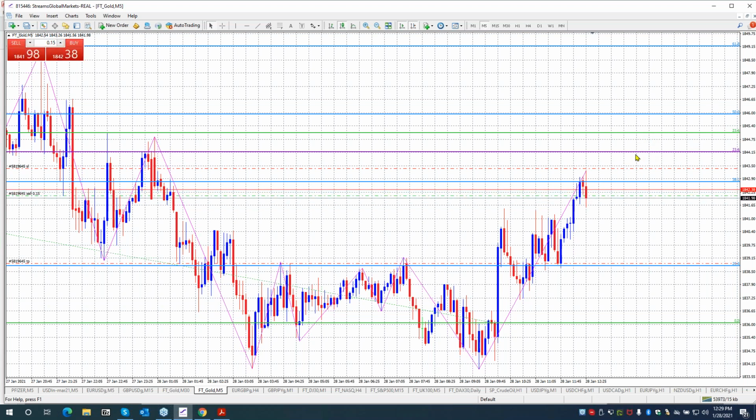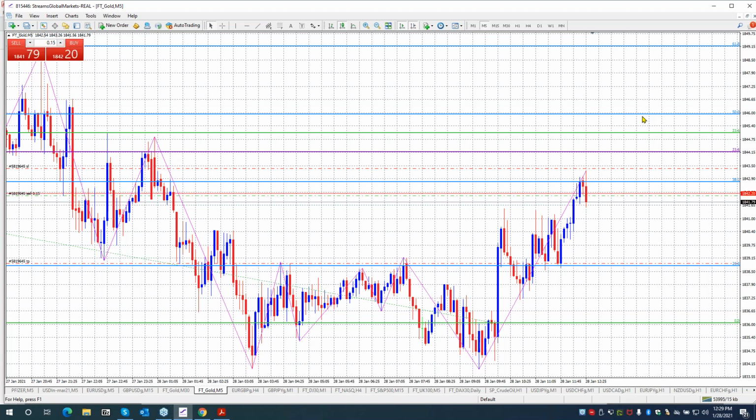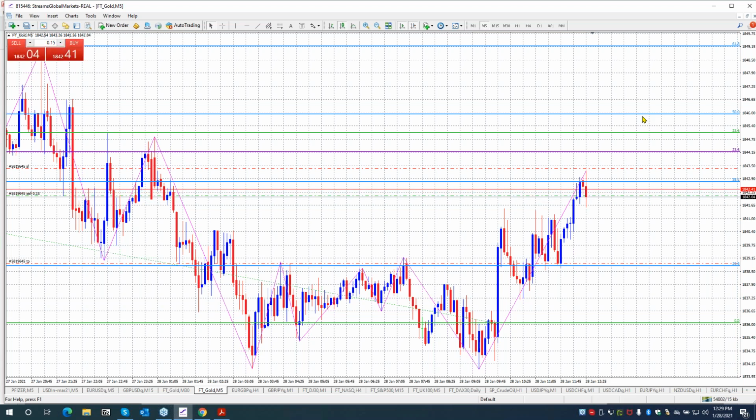But you can also see, my apologies, the purple line is the daily. The blue one is, okay, my apologies, because I'm just checking now to see.